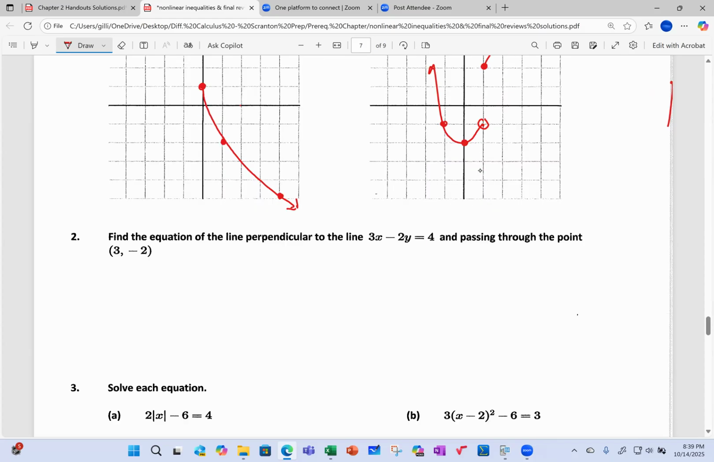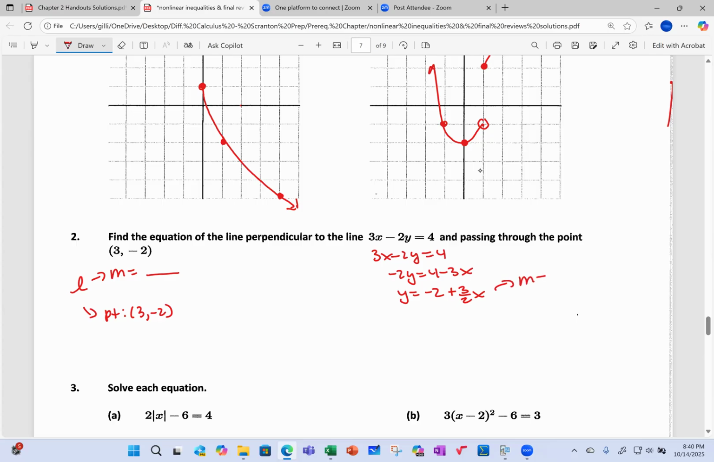In number 2, we want the equation of a line perpendicular to the one that's given. So for any line, I need a slope and a point. And the point I already have is 3, -2. In order to get the slope, I need to solve this equation for y. So I'll do that by subtracting 3x and dividing by -2. And when I do that, 4 divided by -2 is -2, and -3 over -2 is +3/2.